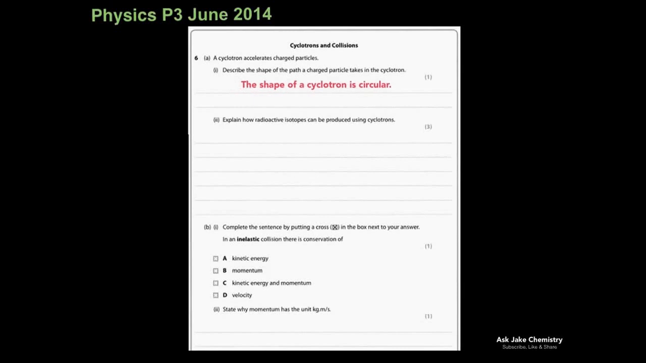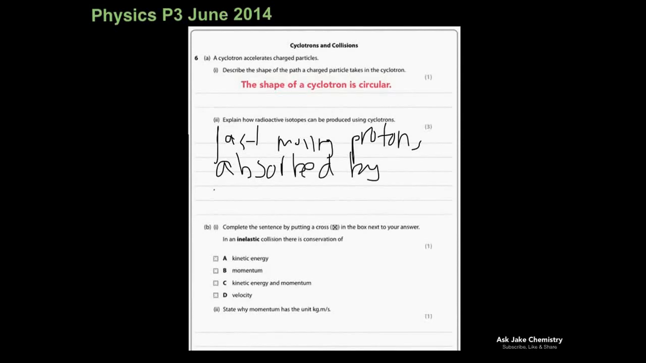For the cyclotron to work, normally you just put in a proton. So we need a fast-moving proton, and this gets absorbed. By saying absorbed, you get 1 mark. Absorbed by nuclei, and this produces unstable nuclei. I'll type this up because my handwriting is awful. But just say a fast-moving proton is absorbed by a nucleus, which produces an unstable nucleus.